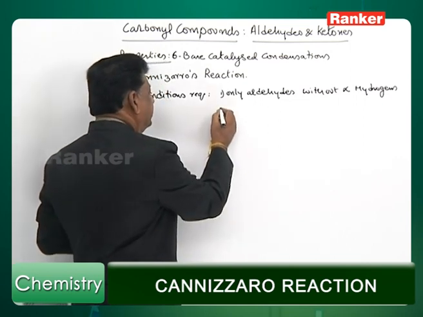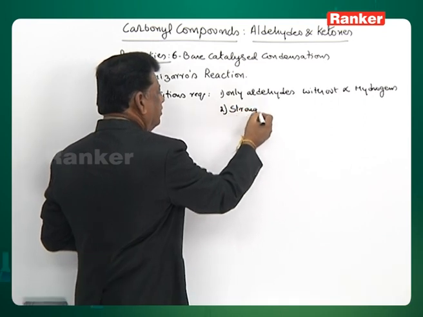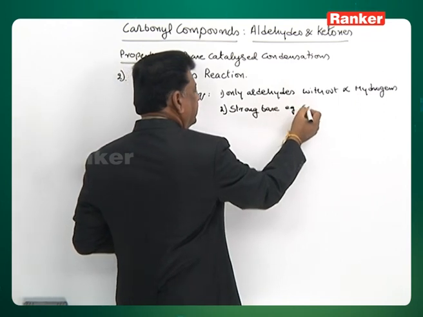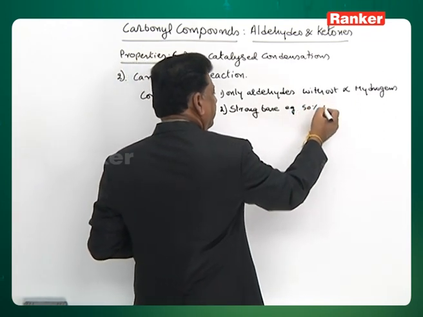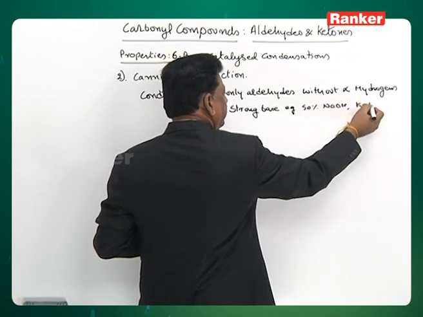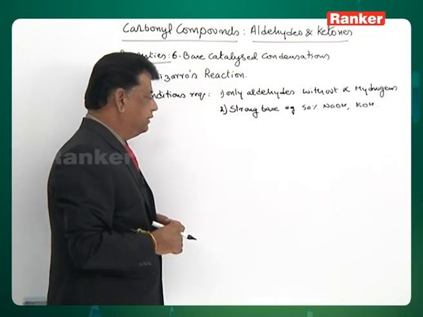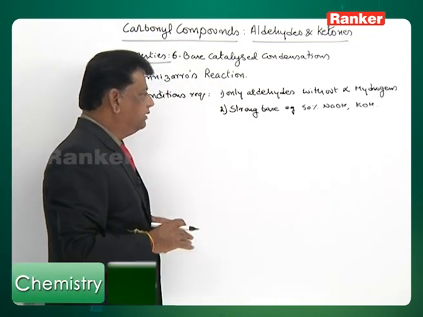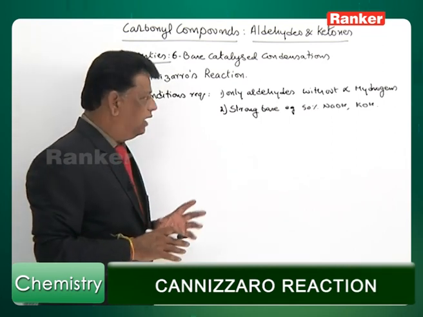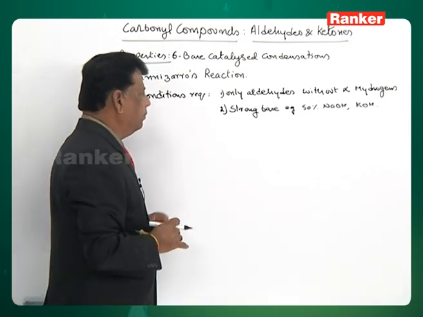The second condition required is a strong base. For this strong base, the example is 50% concentrated NaOH, or KOH. In some cases, barium hydroxide and calcium hydroxide are mentioned, but 50% means it is highly concentrated, and NaOH or KOH. OH minus may also be used as a simplified representation.